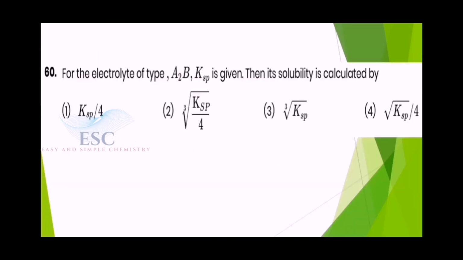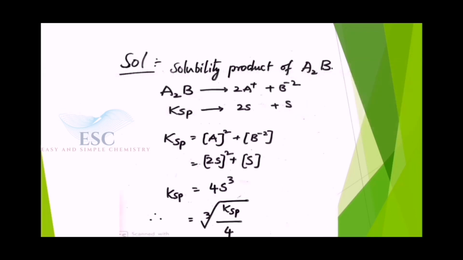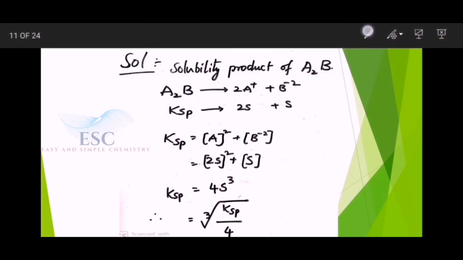The 60th question: for the electrolyte type A2B, Ksp is given, then the solubility is calculated by, so those are the options. See the solution. The solubility product of A2B: A2B dissociates into cations and anions, so A2B gives rise to 2A plus and B minus 2.